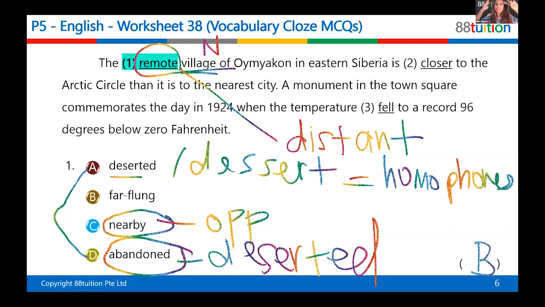Okay, it's abandoned. So it cannot be A, it cannot be D, because they both mean the land is not being used. And of course it cannot be C because it means nearby. So what you're left with is far-flung, which basically is what remote is. It's distant. So the answer is B.